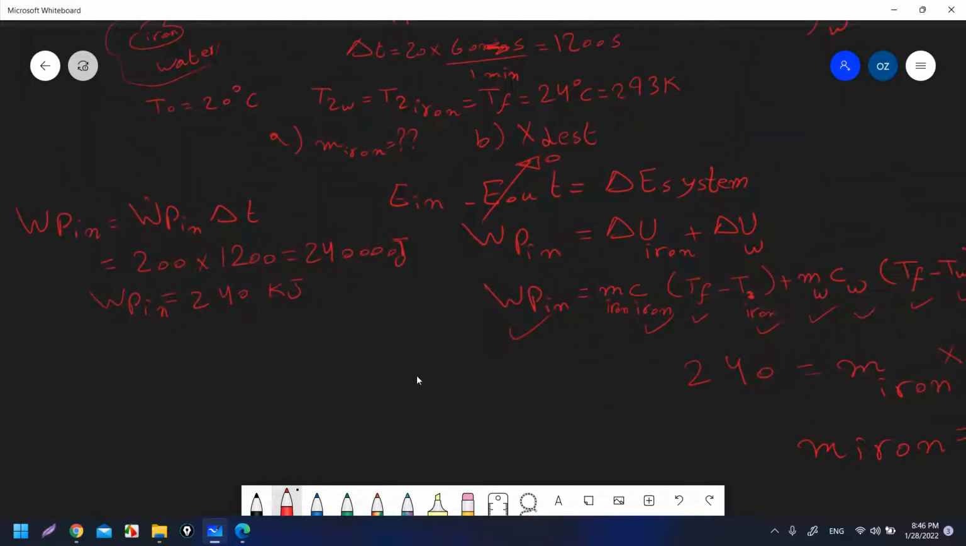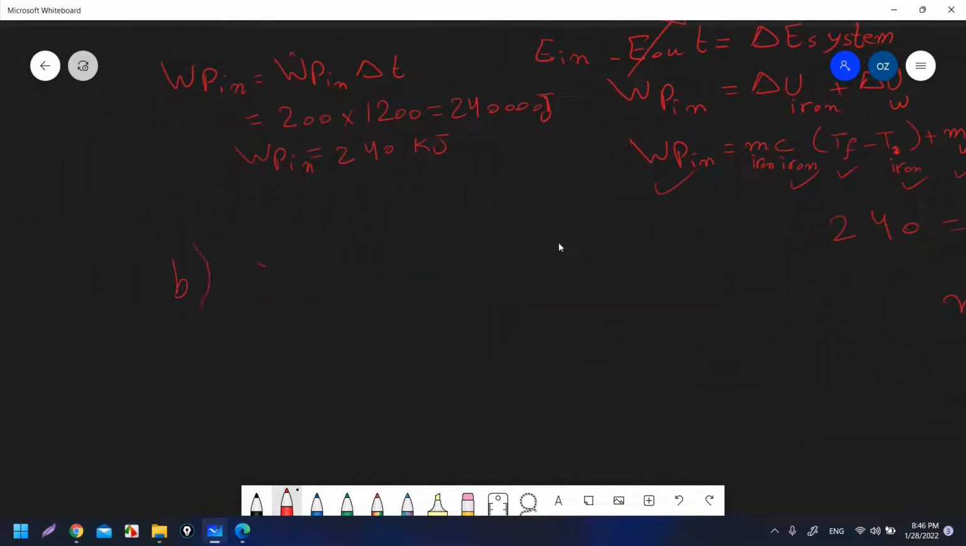For part B, he wants X destroyed. X destroyed, the easiest way is to use T naught S generation. And S generation is in the entropy balance: S in, S out. This is an insulated system, there is no heat in or out. And of course, this is a closed system, so there is no mass flow. So there is no entropy transfer with heat or mass, and entropy transfer with work is 0 already. Okay, this 0, 0 plus S gen equal to delta S of the system.